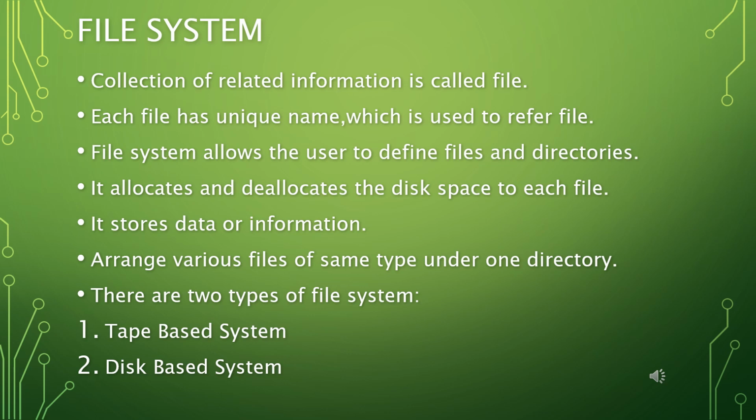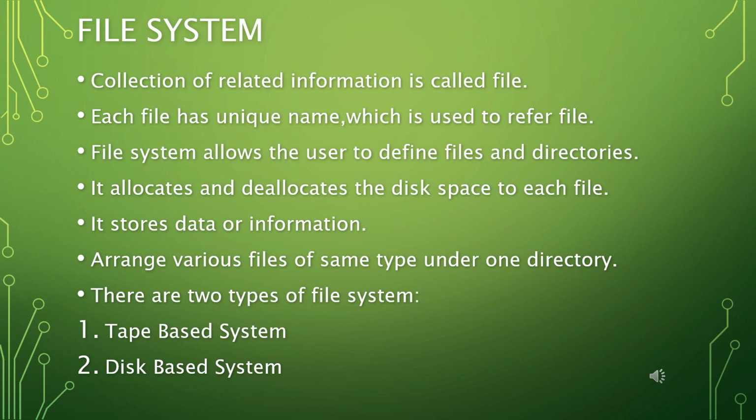Information management consists of two main modules: file system and device driver. In today's class, we'll focus on file system. File system allows the user to define files and directories and allocate and deallocate the disk space to each file. It uses various data structures to achieve this.